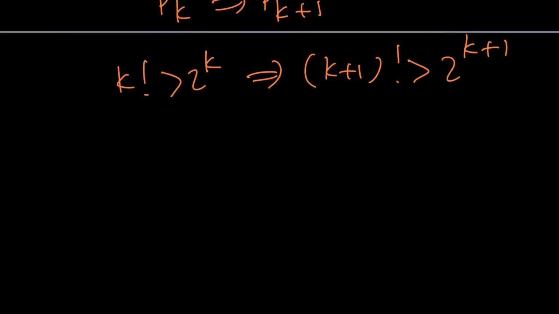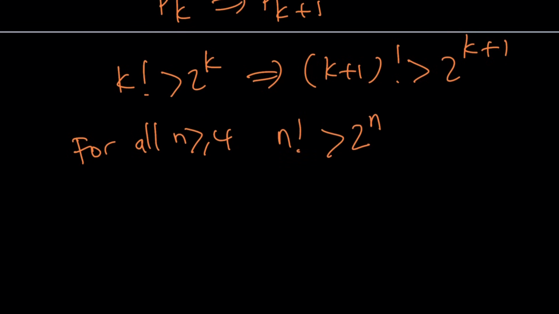Okay, great. So we basically get the expression, and this means for all n greater than or equal to 4, n factorial is greater than 2 to the power n. Therefore, there's not going to be any other solutions when n is far out.